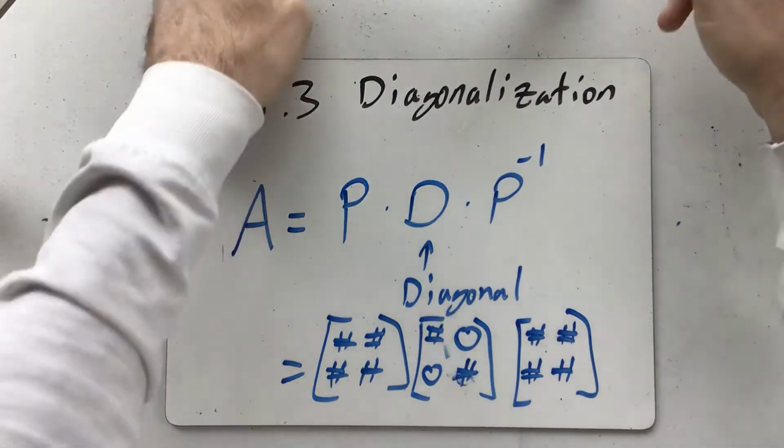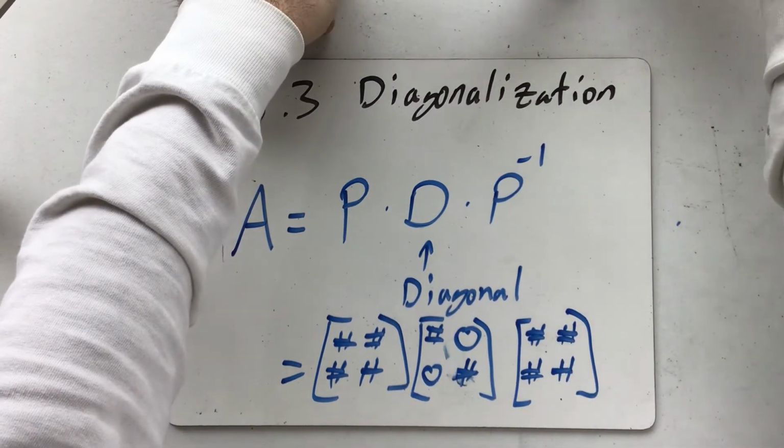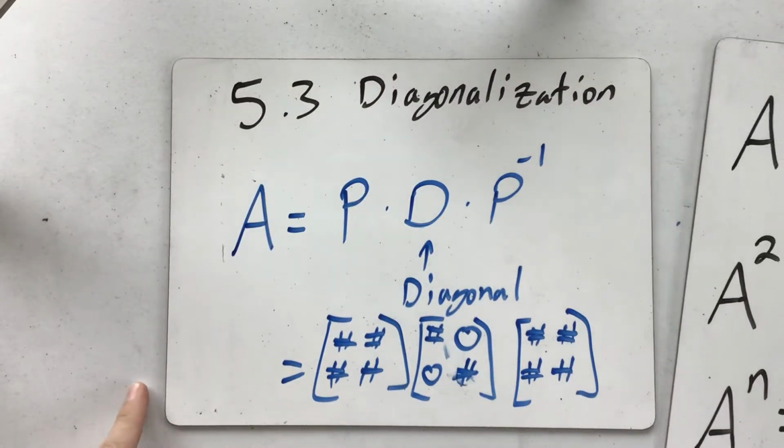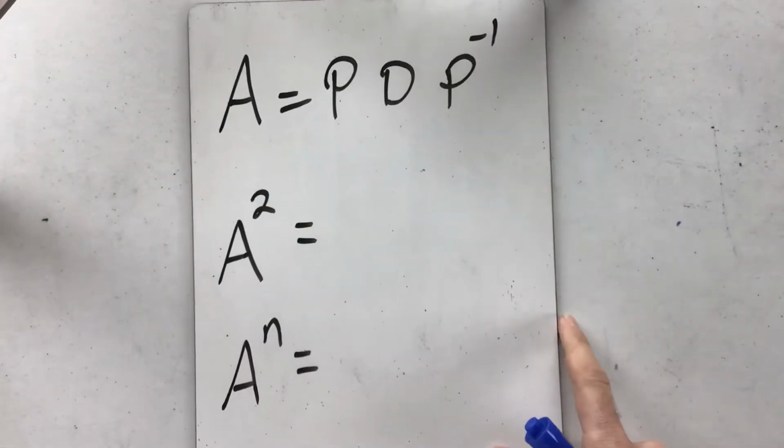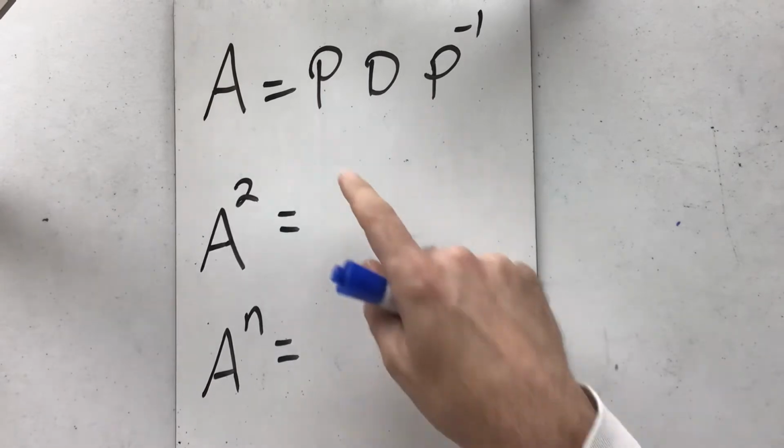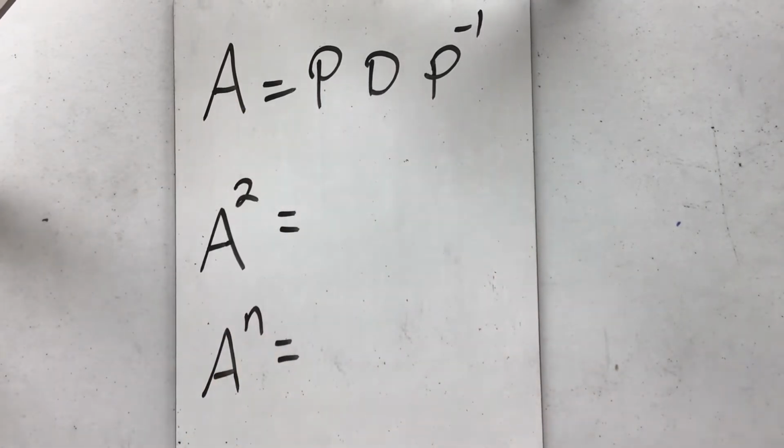Why would we want to do this? Well, let's look at that real quick. The reason is, what would happen if you wanted to multiply by a matrix multiple times? And by the way, we've seen just with the Markov chain problem that multiplying by a matrix multiple times might be an important thing to do.